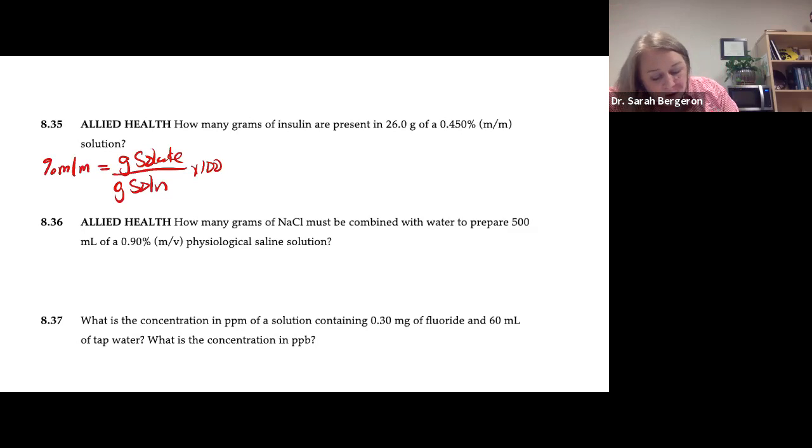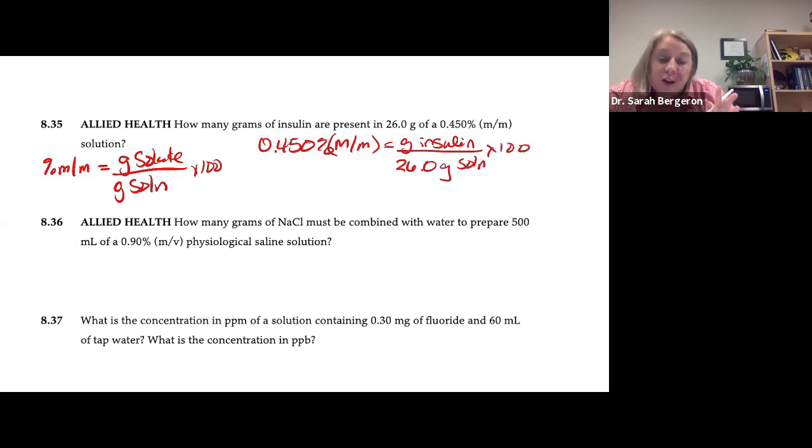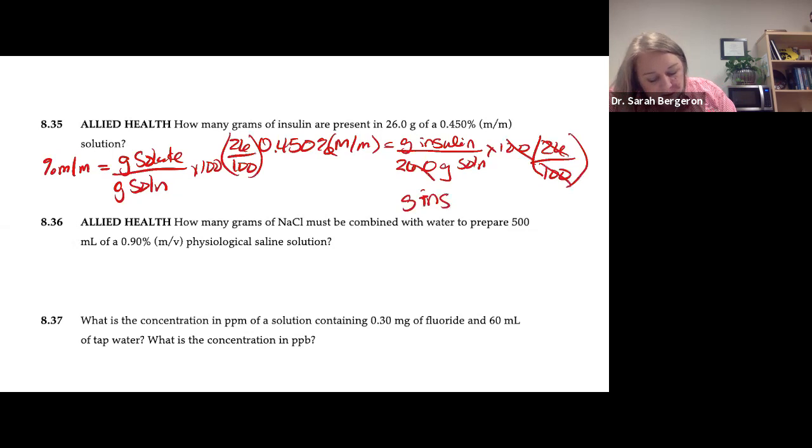All right, so what do we know? We know we have a 0.450% mass by mass, and that equals our grams of solute, which we don't know, that's our insulin. So grams of insulin over a 26.0 gram solution times 100. Just don't forget your times 100, because that can be a problem. So we need to get grams of insulin by itself. What we're going to do is put 26 on the top, 100 on the bottom. That cancels, so 26 on top, 100 on bottom. So you get grams of insulin are equal to, I got 0.117 grams, okay?